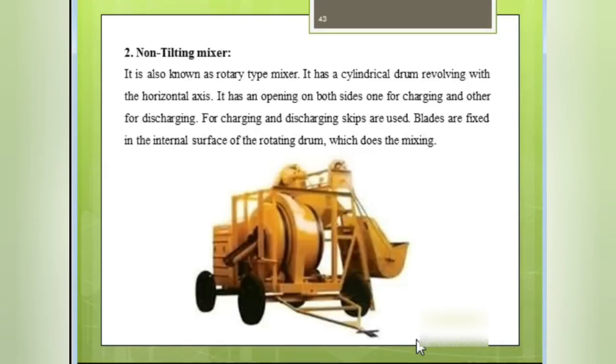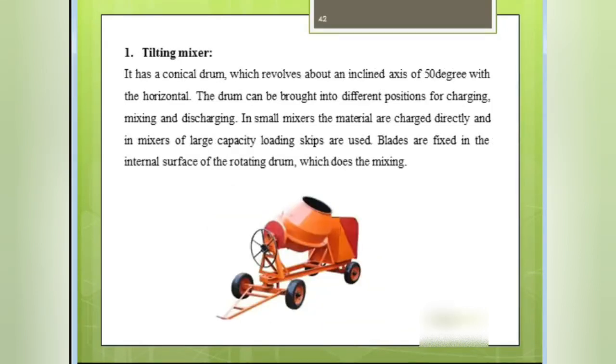So this is the tilting mixer, and another one is non-tilting. The difference is only in that after batching, we pour the ingredients into this cylinder. One rotating cylinder is there. It is rotated continuously with the help of hand, or with the help of electric motors. Once we pour all the ingredients into that cylinder, it will rotate continuously, so that the concrete mix will be prepared in that cylinder.